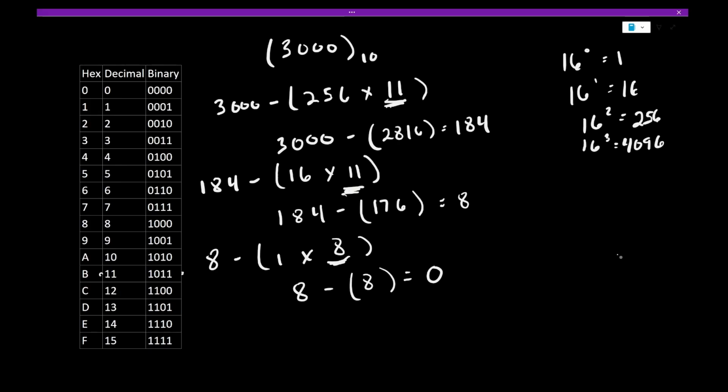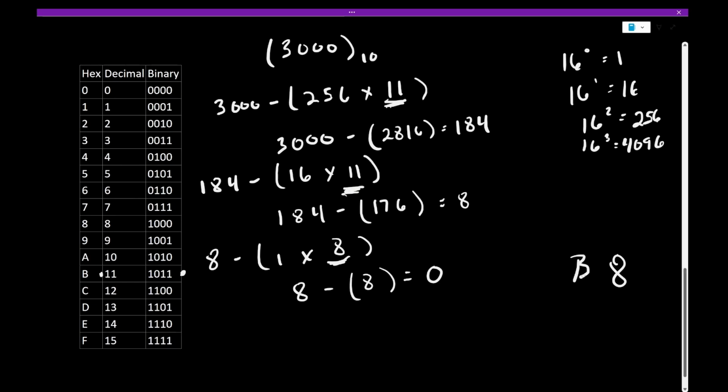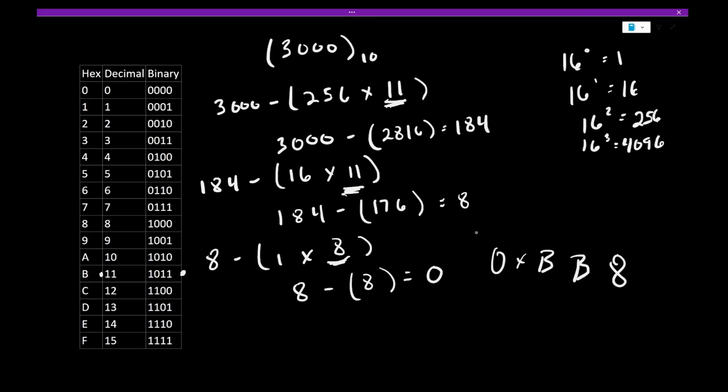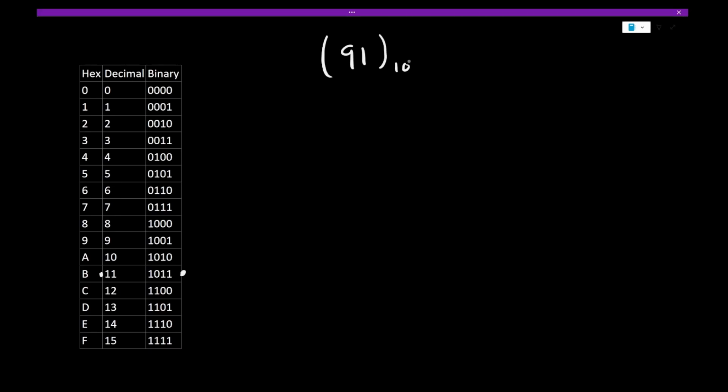So in the 16 to the 0 spot, we have 8. Pretty straightforward. In the 16 to the power of 1, we have 11. But 11 obviously isn't going to work here. So we look at our chart, and 11 is B. And once again, we have an 11 in the 16 to the power of 2 spot. We know that 11 is B, so we'll go ahead and write B again. And there you have it, 0xBB8. Just remember that 0x leading a hexadecimal number just indicates that it's a hexadecimal number. That's it.